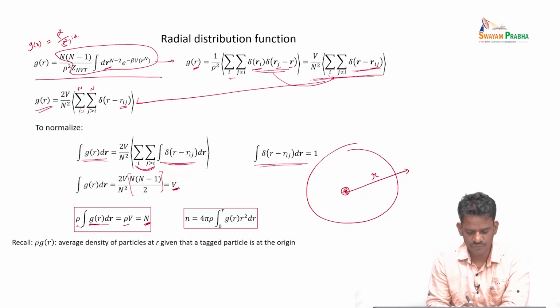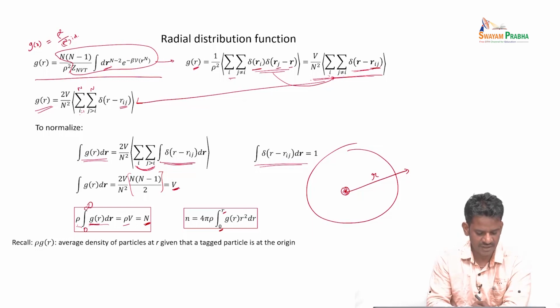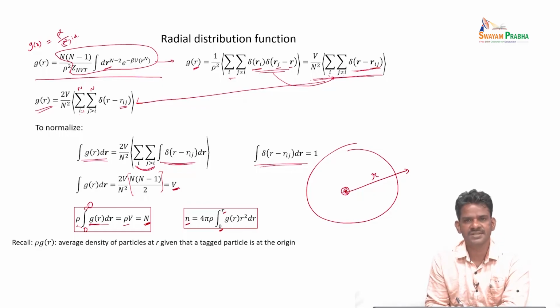Now, this can be used to write another expression very similar to this to find the number of particles over a distance from 0 to r. So this tells you the overall total number, because this integral is from 0 to infinity, but instead of integrating from 0 to infinity, if you do it from 0 to r, you can find the number of particles up to a pair distance of r.